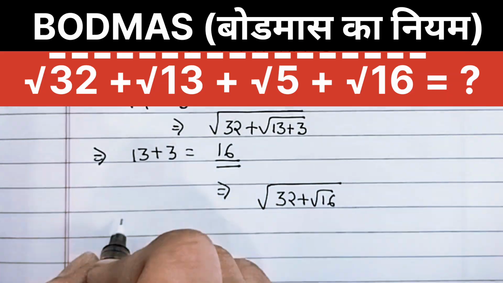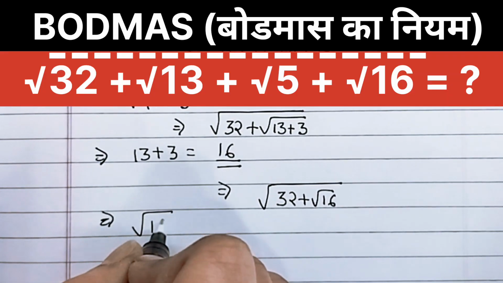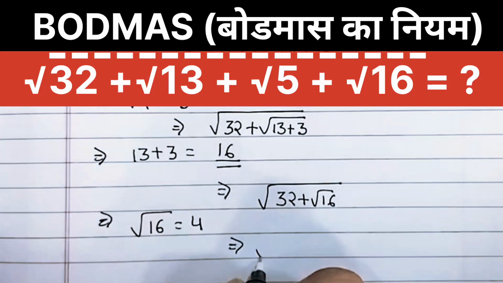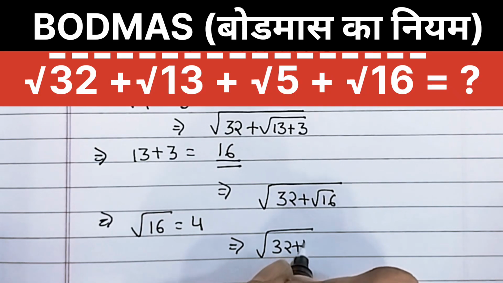Now simplify the square root of 16. The square root of 16 is 4. We resolve the second-to-last radical layer. Now the expression becomes root of 32 plus 4.